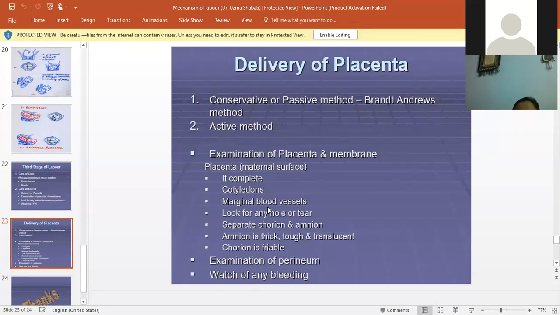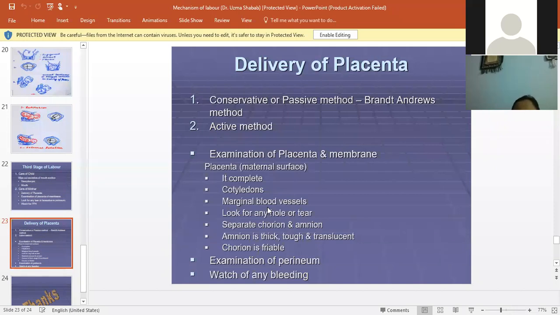Active management of the third stage of labor is when the sign of placental separation is seen, that is, blood is seen coming out, we put one hand above the pubic symphysis in order to push the uterus upward, and with the other hand we apply controlled cord traction. This helps in the delivery of the placenta.